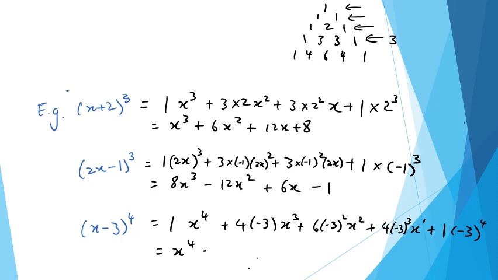Then just simply list out your powers, list out your numbers. 9, 6, 54, 27 times 4, 108. I think. Yes, 108. Then 3 to the power 4 is 81.